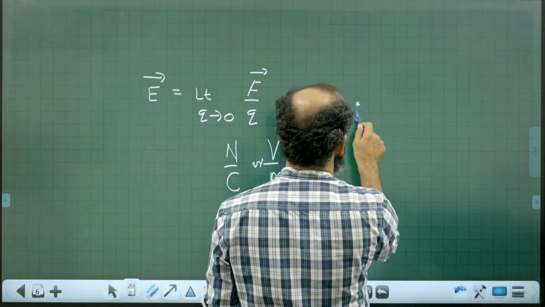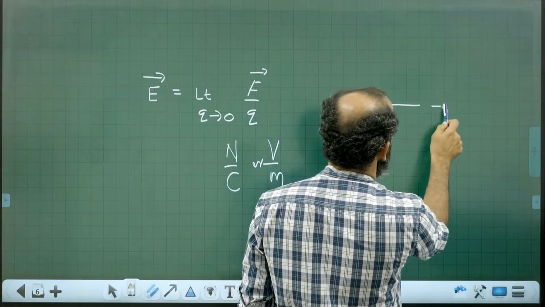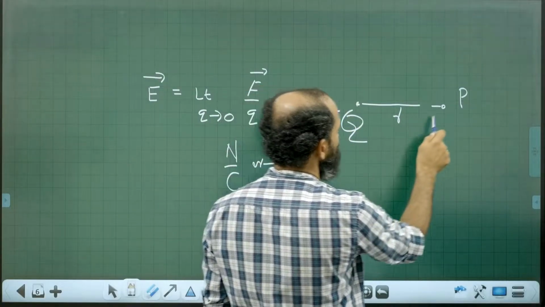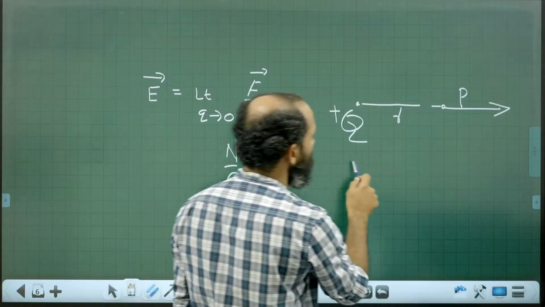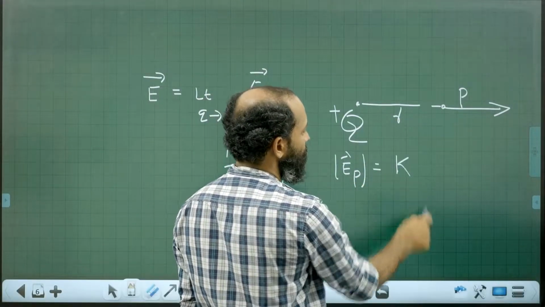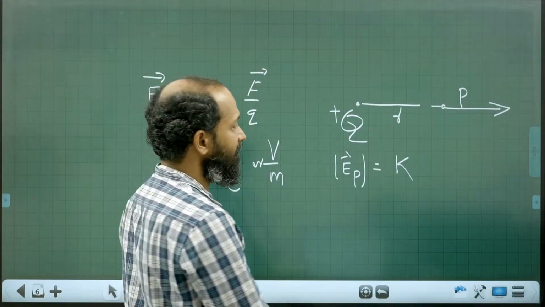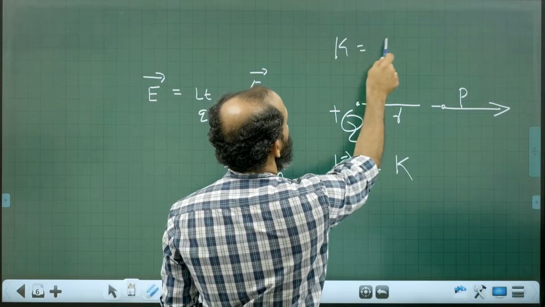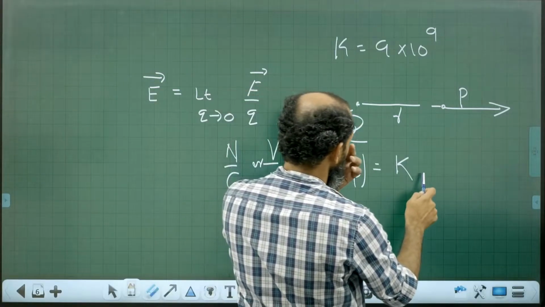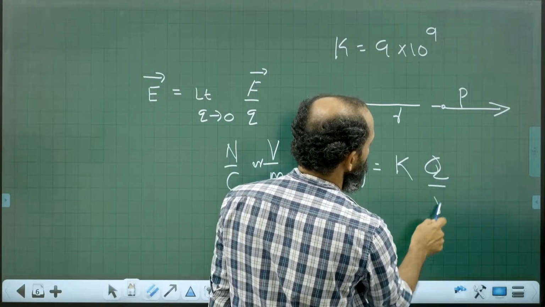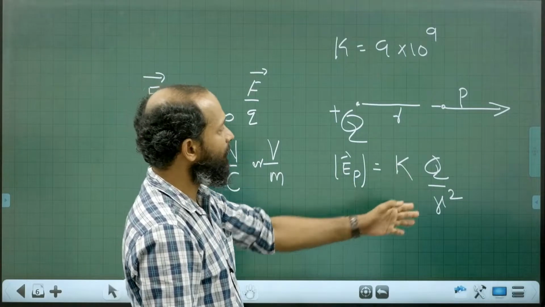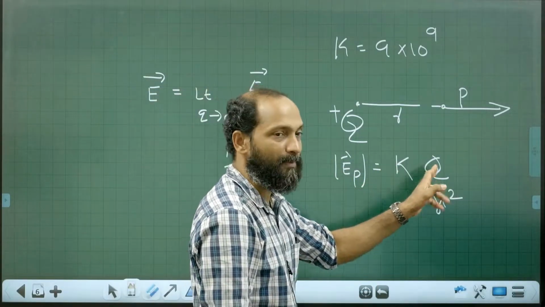You have a source charge capital Q. At a radial distance r, let there be a point P. If the charge is positive, the electric field is directed radially outward. The field magnitude is given by 1 by 4 pi epsilon 0, which can be written as K, the electrostatic constant, 9 into 10 to the power 9, into Q divided by radial distance squared. So field is KQ by R squared. Field only depends on capital Q.